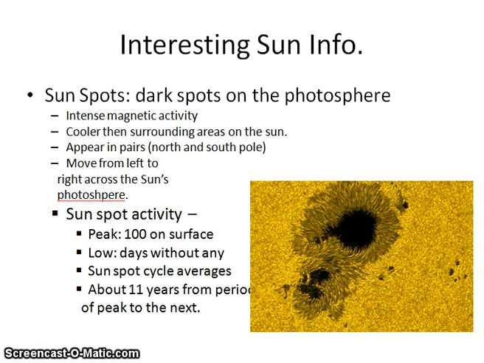Also, sunspots have a different amount that we're going to see from time to time. The peak activity is about 100 that we'll see on the surface, and at low activity we can go days without seeing any. But we found that there is a specific cycle that these sunspots go through, and it's about an 11-year period from peak to peak.